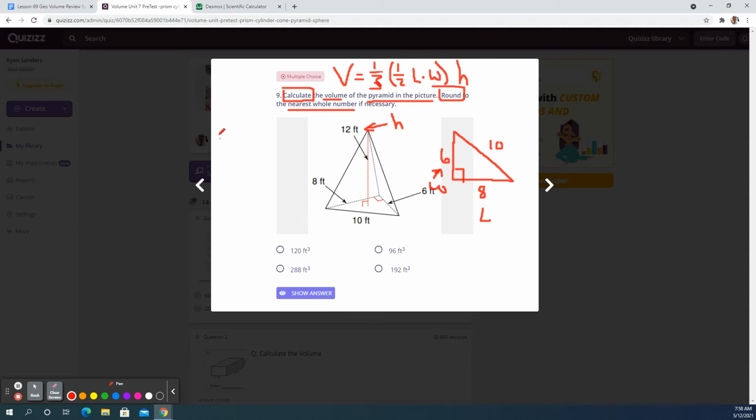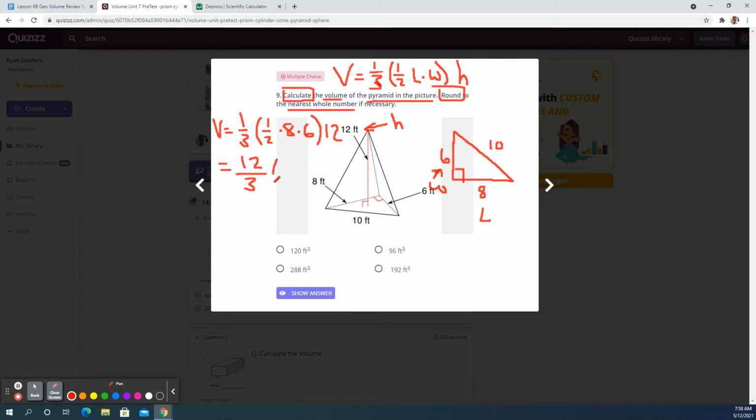We don't need that. So volume is equal to 1/3, 1/2. The length here would be 8, or the base of the triangle. The height of the triangle is 6, or in this case the width. And then we have the height of the pyramid, which is 12. Going through, I'll just bounce around with some of these. This 12 and this 1/3.